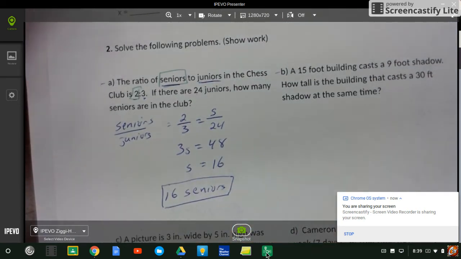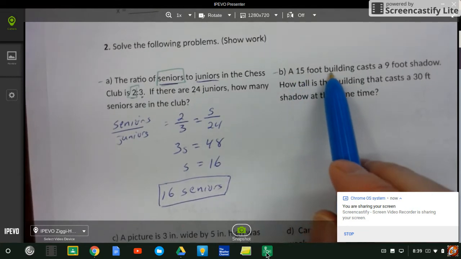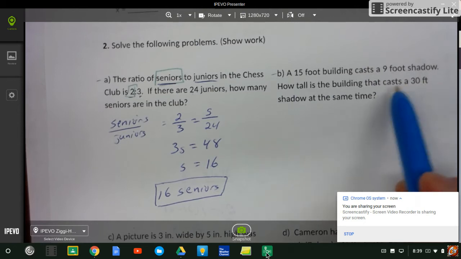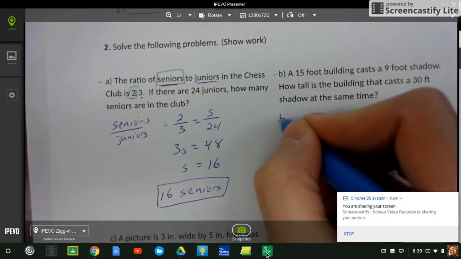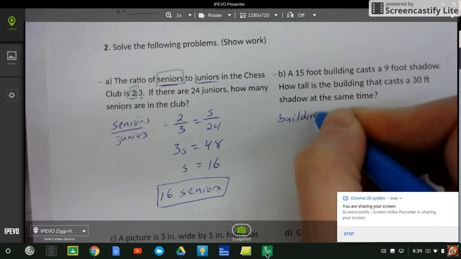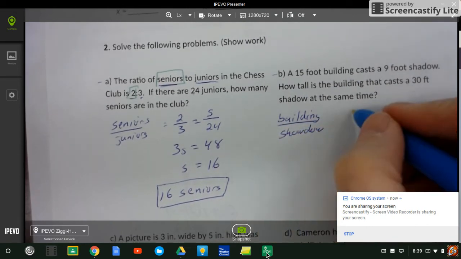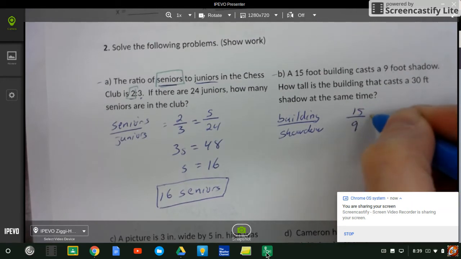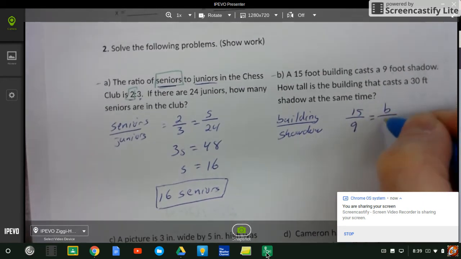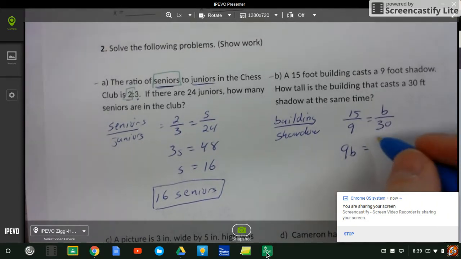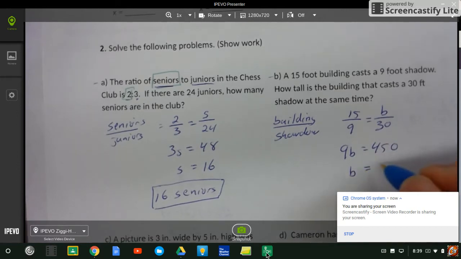Okay. Looking at another one very similar to that, a 15-foot building casts a shadow of 9 foot. How tall is the building that casts a shadow of 30 feet? So I've got the building, I got the height of a building, and I got the length of a shadow. So a 15-foot building has a 9-foot shadow. How tall is a building that has a 30-foot shadow? Okay, so 9b, 15 times 30 is 450. So b equals, I believe that's going to be 50.